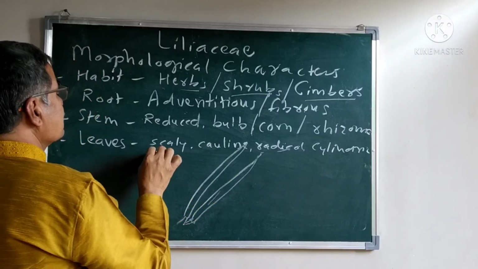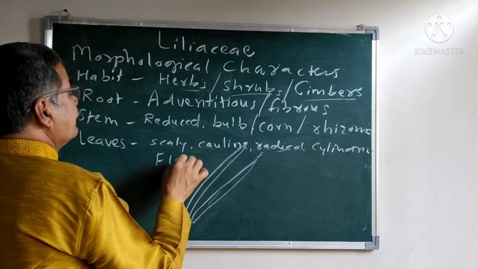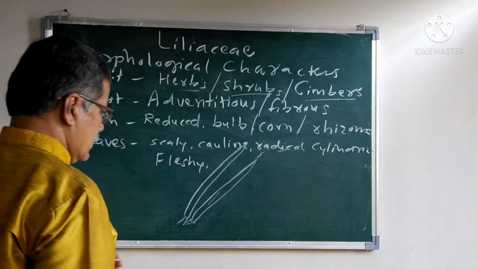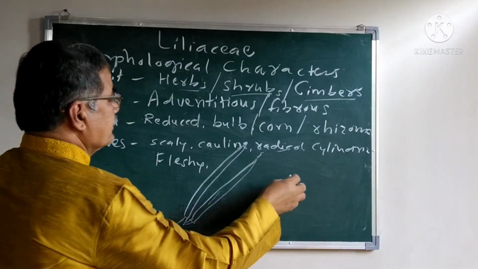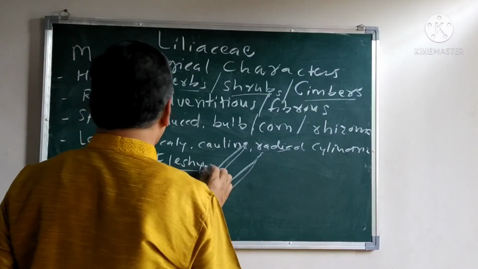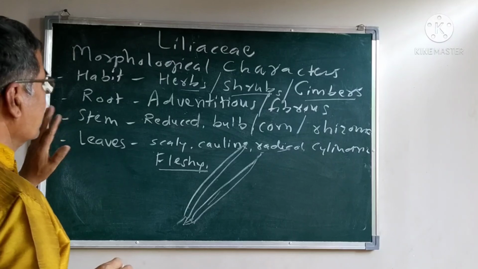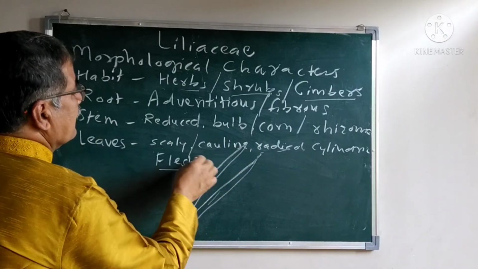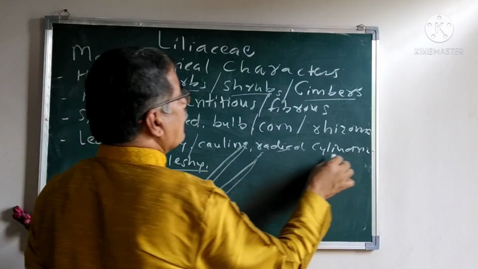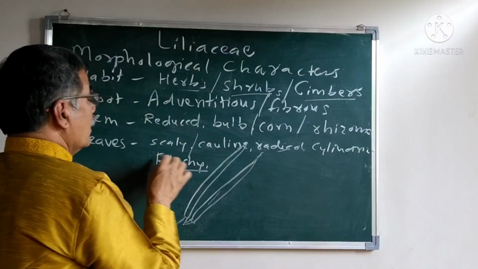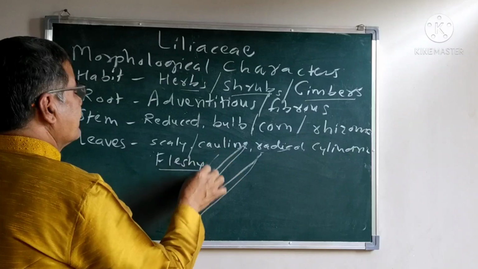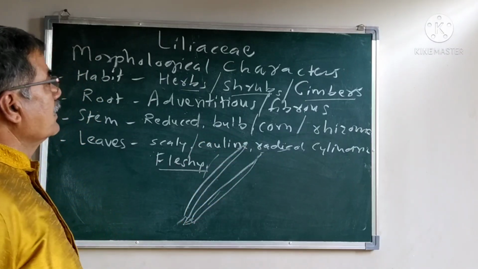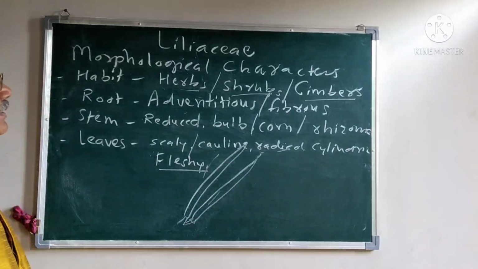In Aloe barbadensis, the leaf is fleshy. Means in Aloe barbadensis, the leaves are fleshy. Means in different plants under the Liliaceae, leaves may be scaly, cauline, radical, or cylindrical. Leaves are broad and fleshy. These leaves are observed under this Liliaceae family.